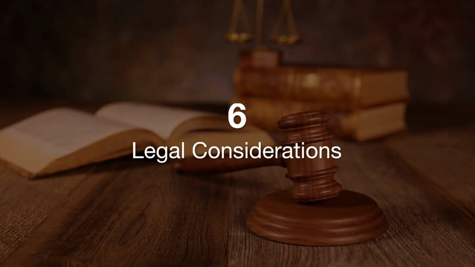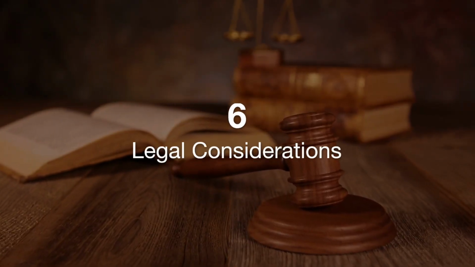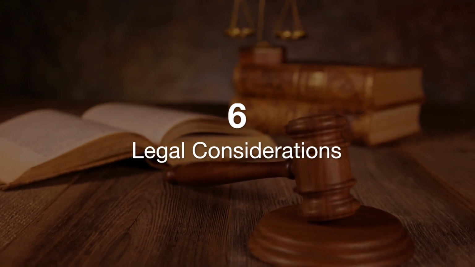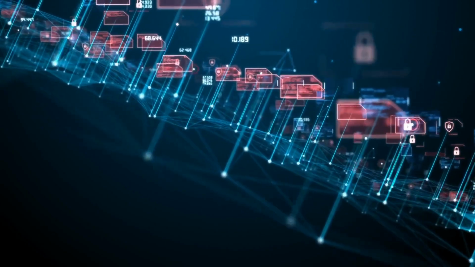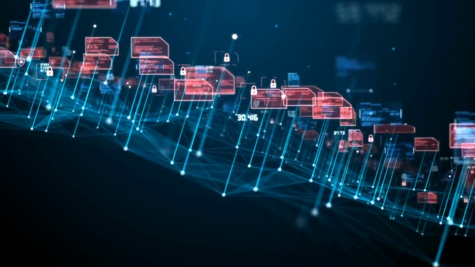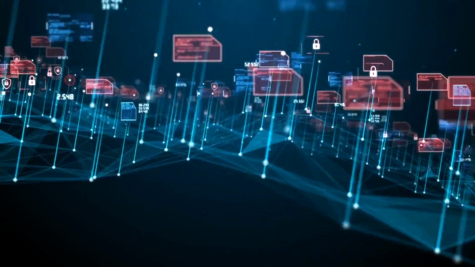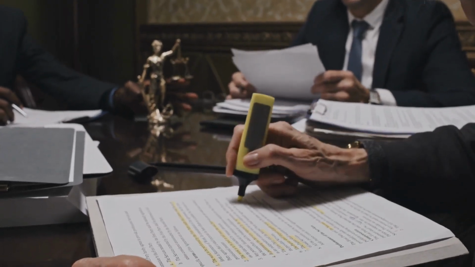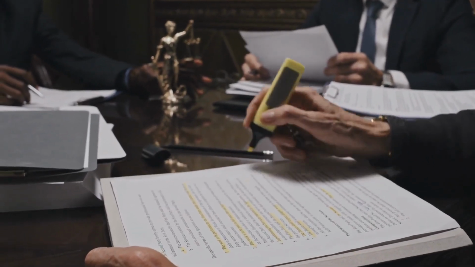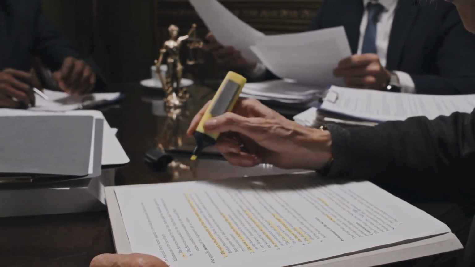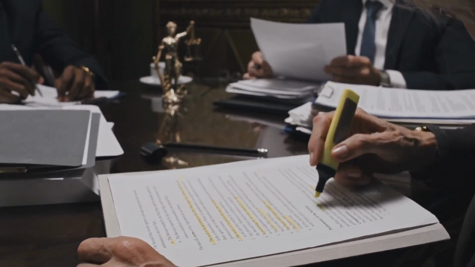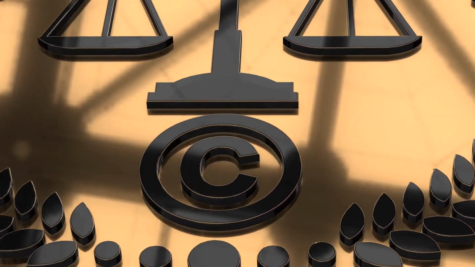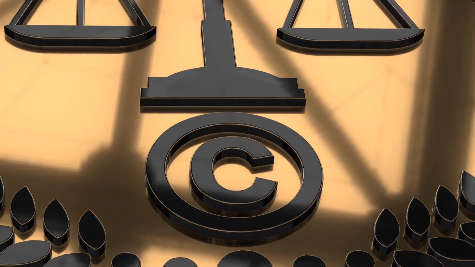Part 6. Legal considerations. When building an AI, it's important to consider the legal implications. This might include issues related to data privacy, intellectual property rights, and liability for decisions made by the AI. For example, if your AI involves collecting and processing personal data, you'll need to ensure that you're complying with all relevant data protection laws. Similarly, if your AI generates content, you'll need to consider who owns the copyright to that content.